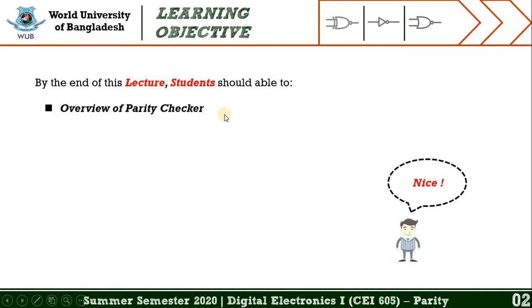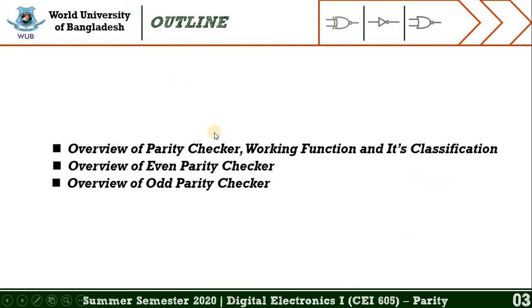By the end of this lecture, you will be able to know about the parity checker. This slide represents the overall outline of this lecture. You will learn the overview of the parity checker, the working function of this checker, and the classification of the parity checker, as well as the overview of the even parity checker and the overview of the odd parity checker. So let's start with the overview of the parity checker.